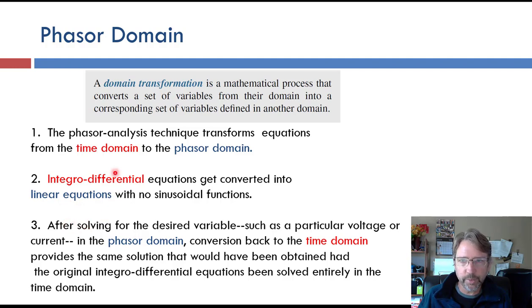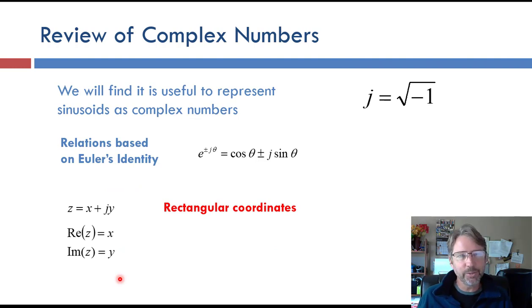So we transform the equation, transform the circuit, then solve for whatever we're interested in, and then we convert it back. We inverse transform. So sinusoids, trig functions, are also related to exponential functions using Euler's equation here.